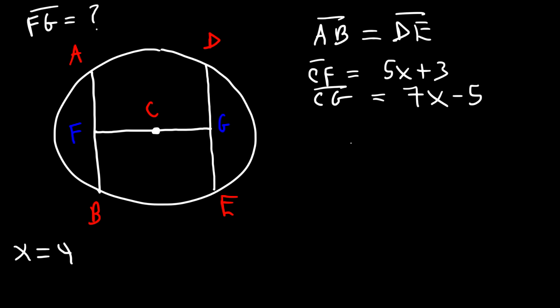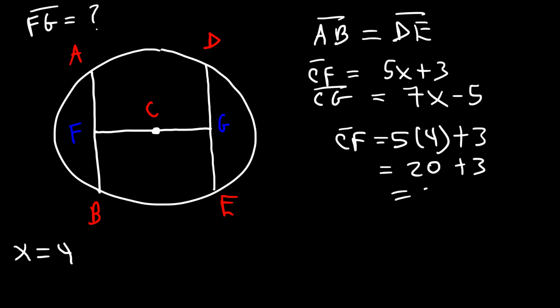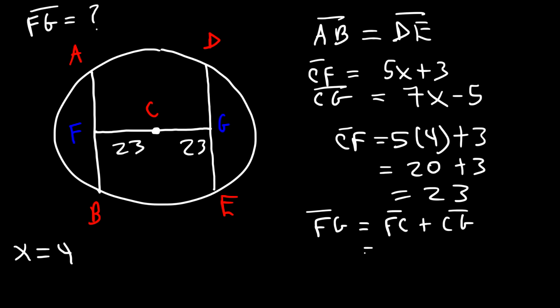So now we could find the value of CF. So that's 5 times 4 plus 3. 5 times 4 is 20, 20 plus 3 is 23. So CF is 23, which means that CG is 23. Now FG is the sum of FC and CG. So it's 23 plus 23, which is 46. So this is the answer. And so that's it for this problem.